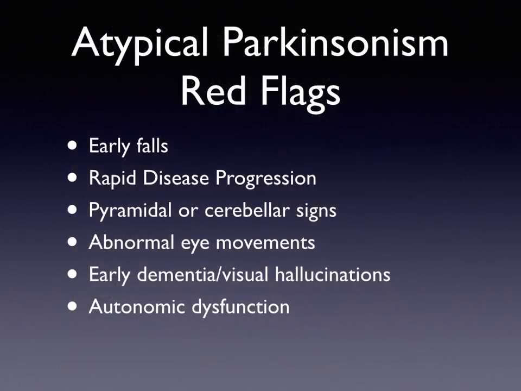So to review atypical Parkinsonism, these are red flags that may make you think that the patient has an atypical Parkinsonian disorder versus regular idiopathic Parkinson's disease. A patient who is falling fairly early in the disease course, we usually think about PSP. All of these diseases tend to progress more rapidly than idiopathic Parkinson's. If you see pyramidal or cerebellar signs, that's where we think about multiple system atrophy. Another hallmark of that is autonomic dysfunction towards the end. Abnormal eye movements, usually with up and down gaze, suggest PSP. You can see early dementia with all of these atypical disorders, and visual hallucinations are very particular for Lewy body dementia.